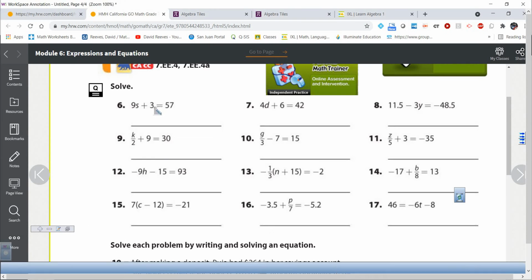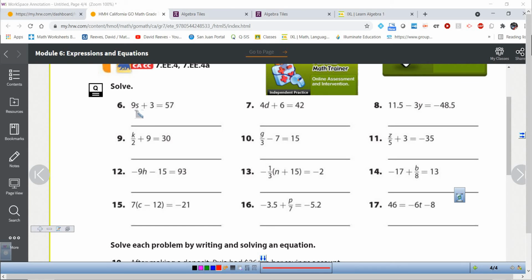Okay, so here we go. Number 9. 9s plus 3 is equal to 57. So what did they do? They multiplied this unknown number by 9. They added 3, and when they were done, they got 57. So we're going to work backwards, okay?